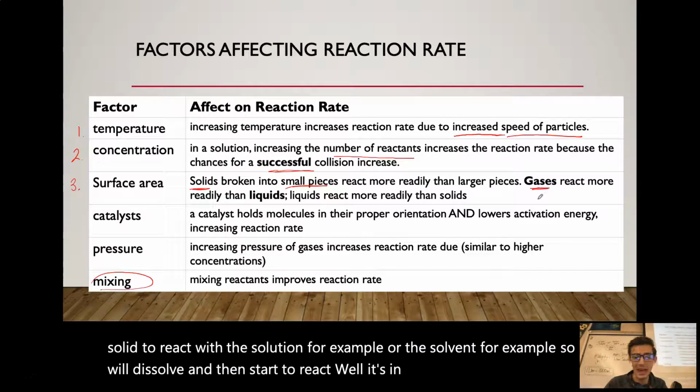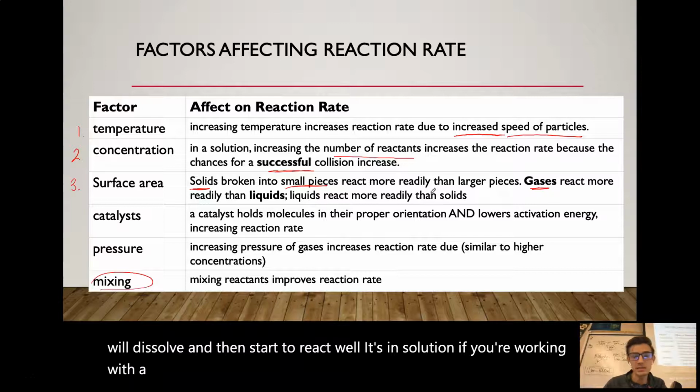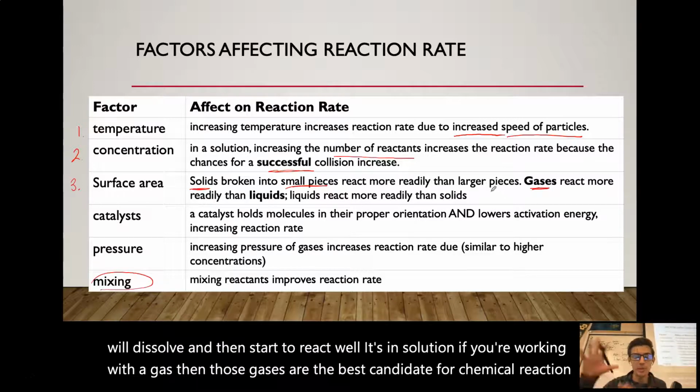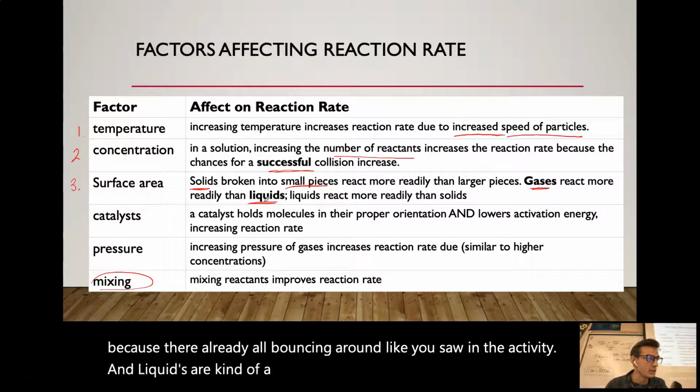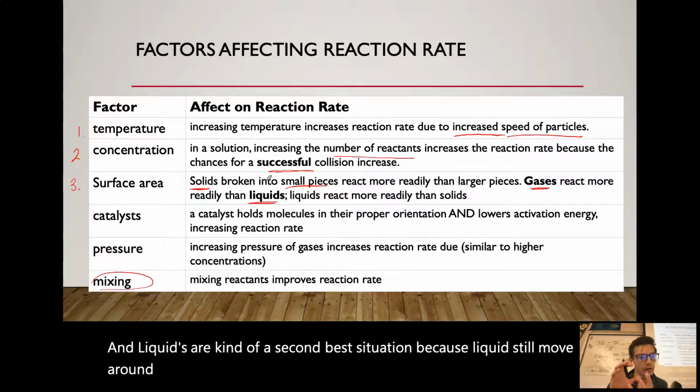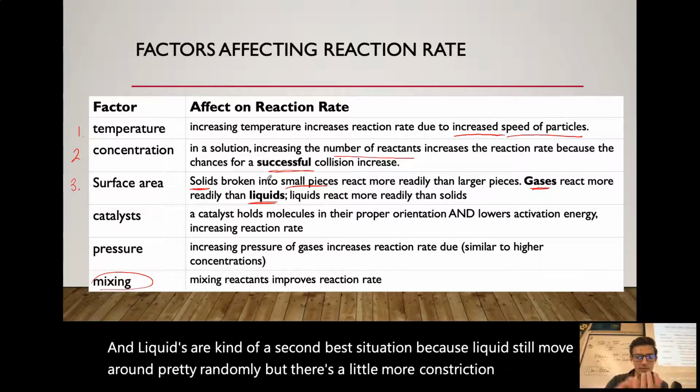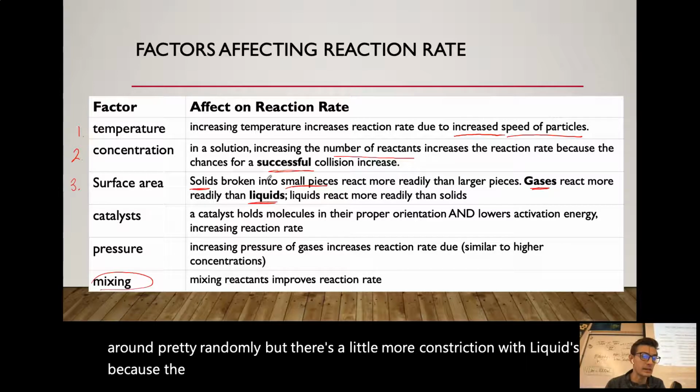If you're working with a gas, then those gases are the best candidate for a chemical reaction because they're already all bouncing around like you saw in the activity, and liquids are kind of a second best situation because liquids still move around pretty randomly, but there's a little more constriction with liquids because the particles can't move around as freely as a gas can.